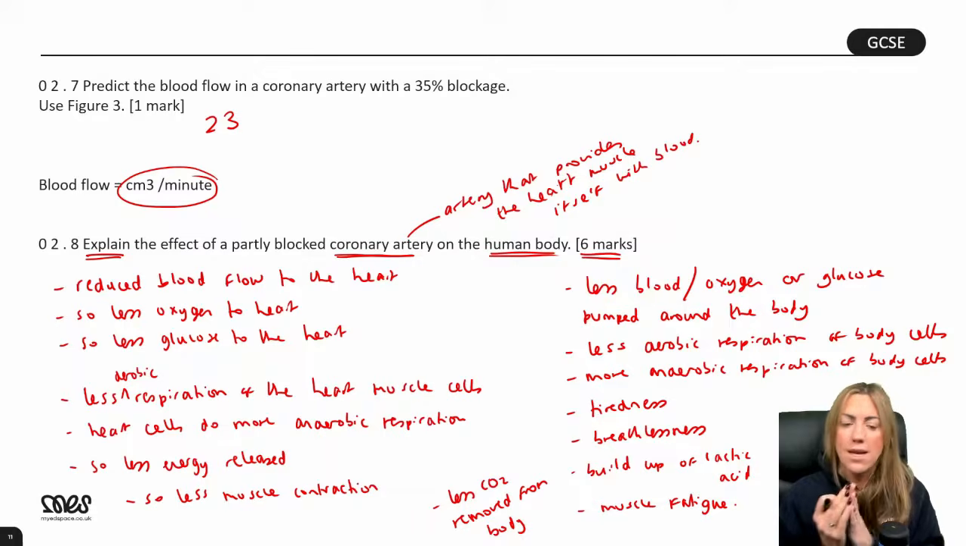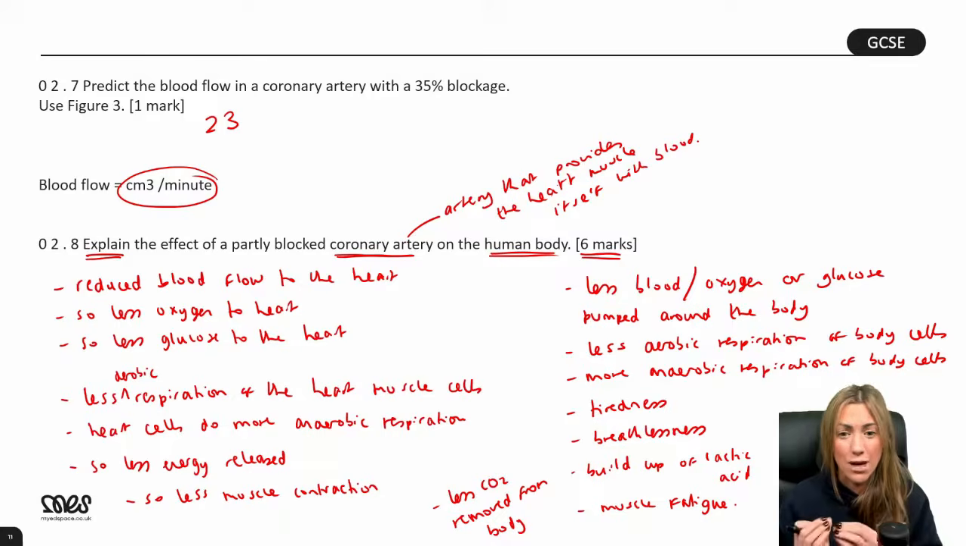Now, if the heart can't contract as forcefully, then, and this is how we get up to 5 or 6 marks, we're going to have less blood flowing around the body. So less oxygen and glucose getting to body cells. So now body cells can't do as much aerobic respiration or have to do anaerobic respiration. Anaerobic respiration, we know, leads to a buildup of lactic acid. It leads to muscle fatigue or muscle cramp. We might also be lacking in energy, so we feel tired. We might be breathless because we're trying to get in more oxygen, and we're going to breathe out less CO2 because the blood is not getting it to the lungs as quickly.